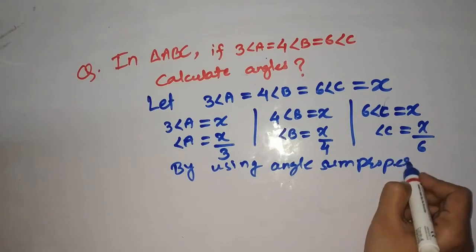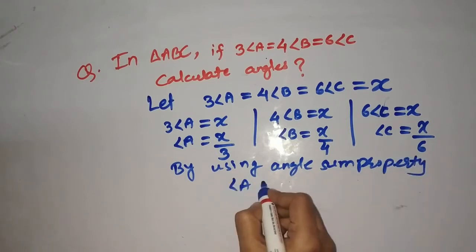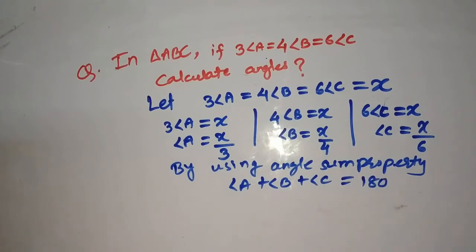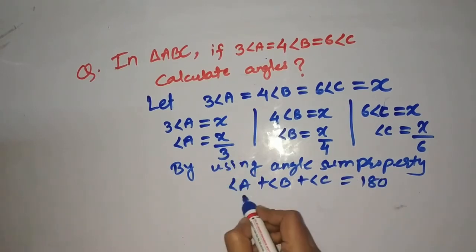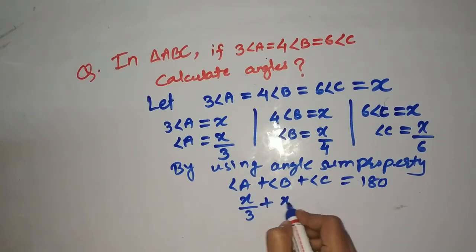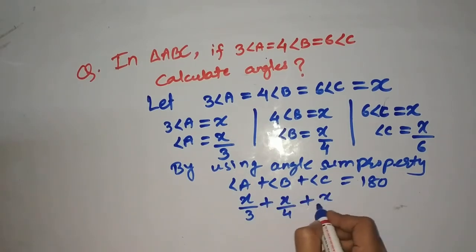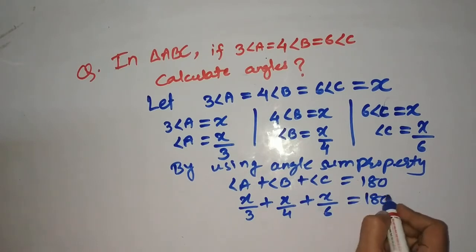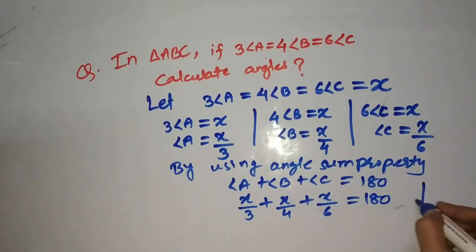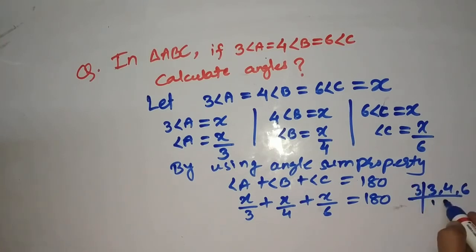we'll write the sum of all these 3 angles. Angle A plus angle B plus angle C is equal to 180 degrees. We'll keep the value of angle A, x by 3, plus angle B, x by 4, plus x by 6 is equal to 180. So friends, now in order to solve this fraction, we'll take the LCM of 3, 4 and 6.